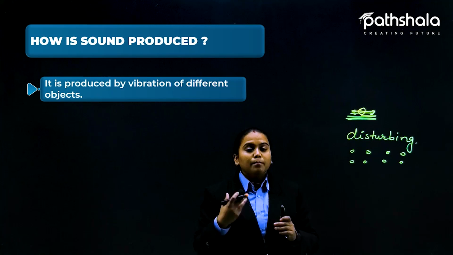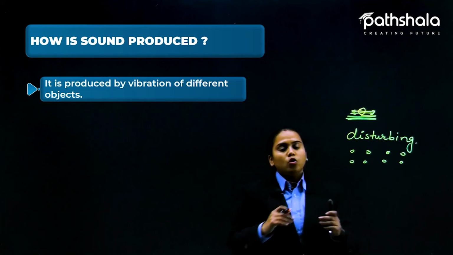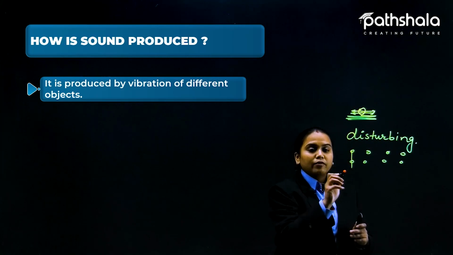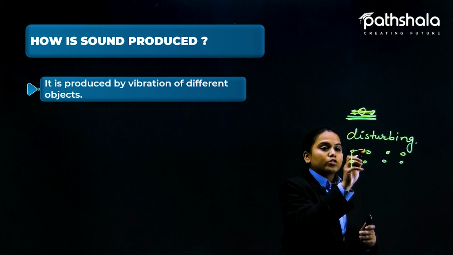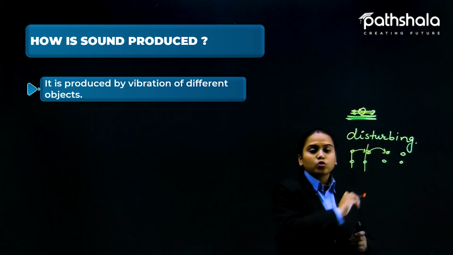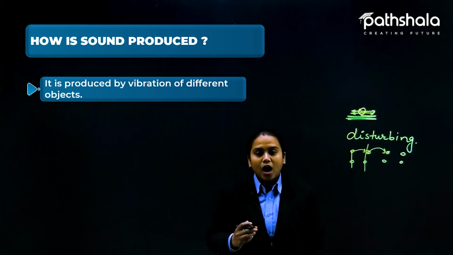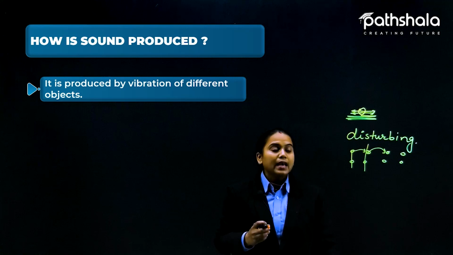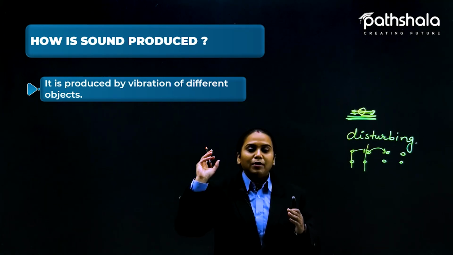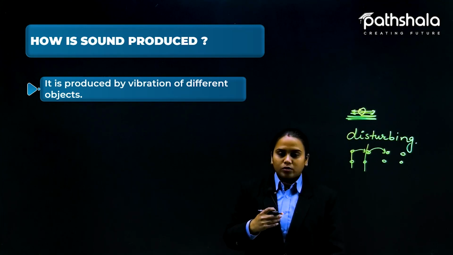They are just staying here. But when some external thing comes and pushes it, this will vibrate first. And when this vibrates, it will make this one also vibrate. And when this vibrates, this one will also vibrate. Likewise, the chain goes. Okay, so this is how the disturbance in the atoms and molecules is known as vibration. And because of vibration, we can say that sound gets produced.